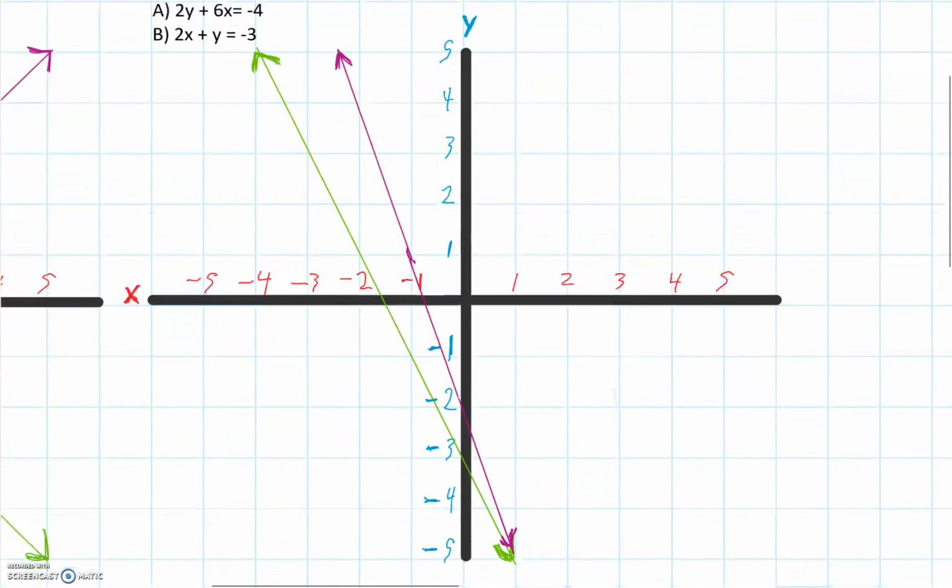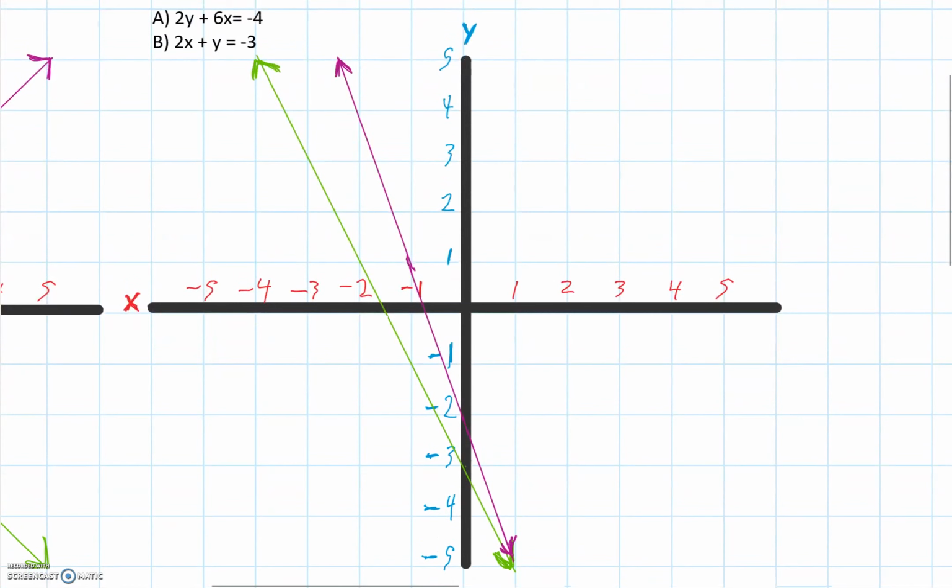Okay, here's another equation. I would suggest that you pause the video right here and try this right now. Okay, so hopefully you figured out which one is which. Pause it if you haven't. But I'm going to show you a different way to do the same thing.